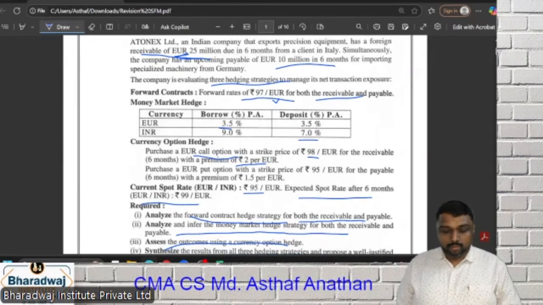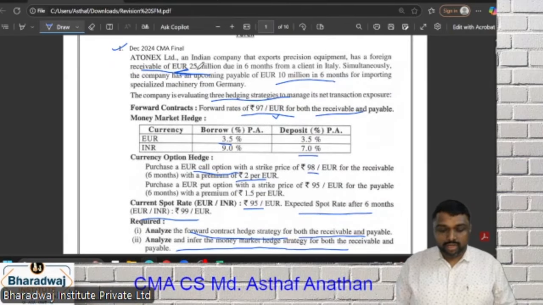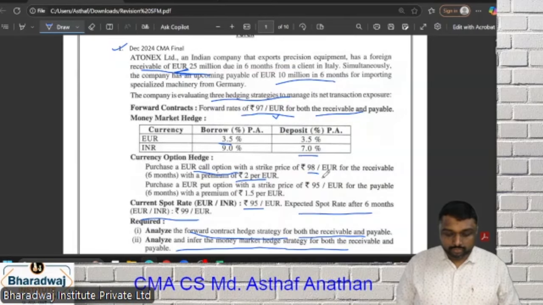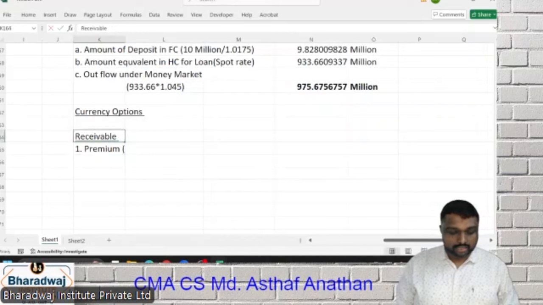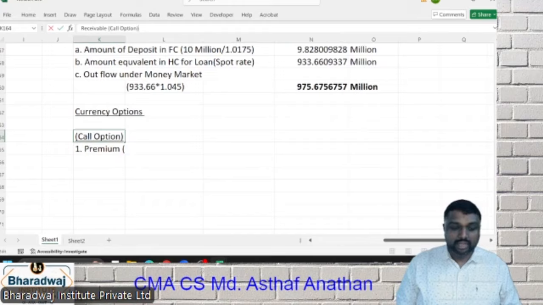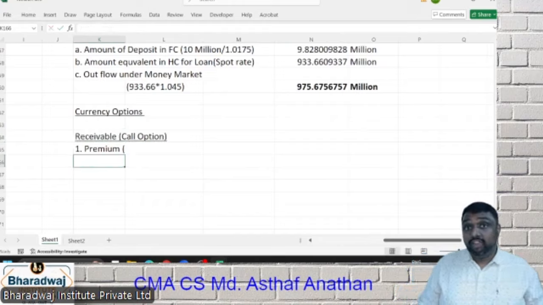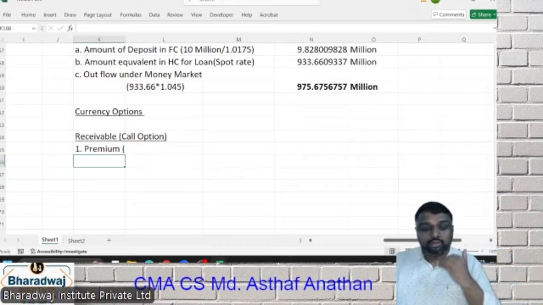So how many receivables you have? 25. So they have already given, you are going with a call option. For receivables, they said very clear, you are going with a call option. So no need to worry on which option and all. Generally, in all the questions we did now, we only identified which option. But here in the question itself it is given.